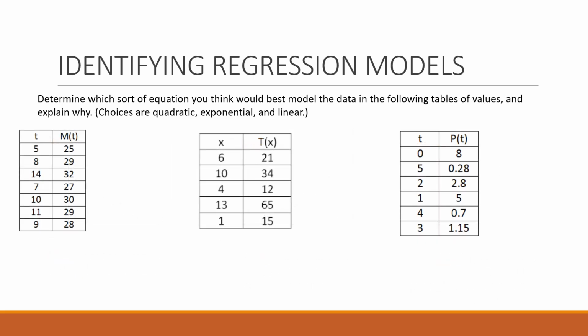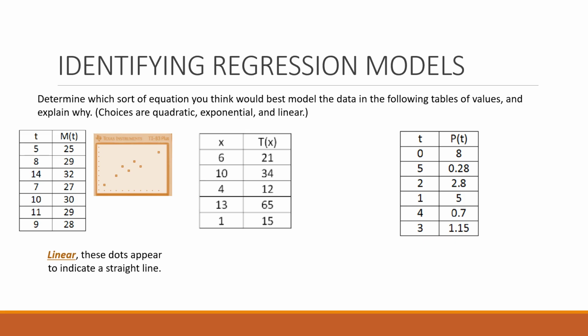Identifying regression models. Determine which sort of equation you think would best model the data in the following tables of values and explain why. Put the t's in list 1 and the m of t's in list 2 and create a scatter plot. This looks like a linear model. The dots appear to indicate a straight line.